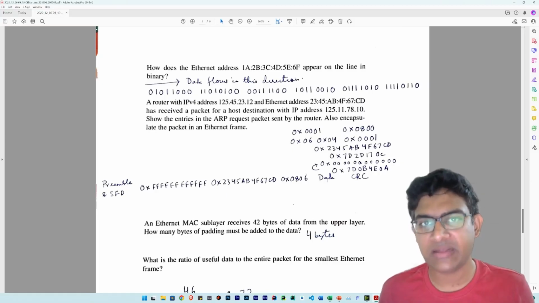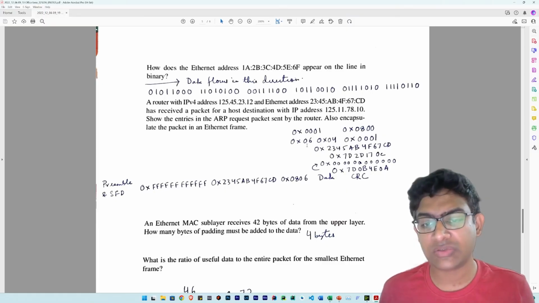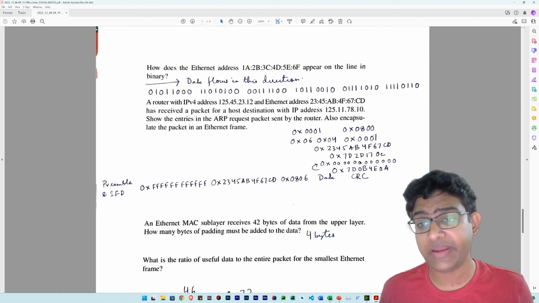Then we have the data, and the data here itself is the ARP request packet, right? Here, the hardware type is 1, and hardware type 1 is for Ethernet, and 0800, the network layer type, is for IPv4. We have 0x06, which is 6 bytes per physical address, 0x04, which is 4 bytes per IP address, and the 1 here is because it's an ARP request.